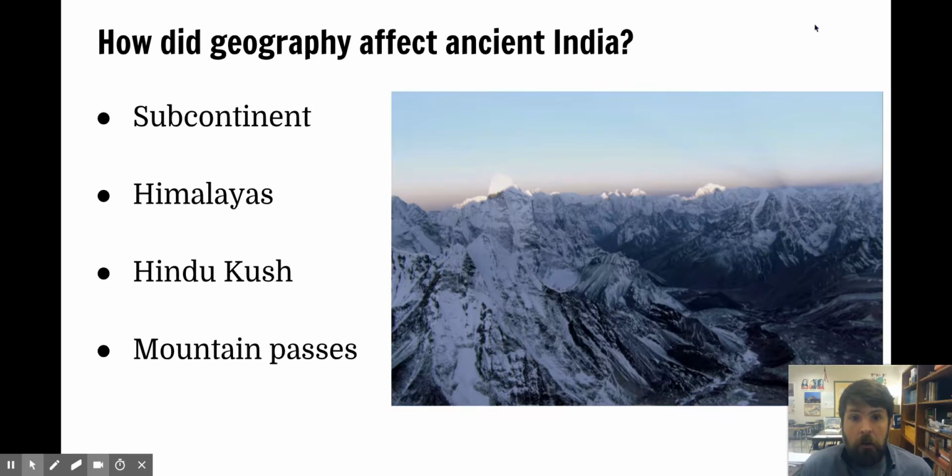They're a barrier that protect India from invasion, that separate it from China in the east and separate it from Mesopotamia in the west. However, there are mountain passes through particularly the Hindu Kush, but also the Himalayas, that allow people to travel through those mountains. It just limits the amount of people who can make that journey. This is going to be very important. So India is isolated, but not completely. Some people are able to get in and out.